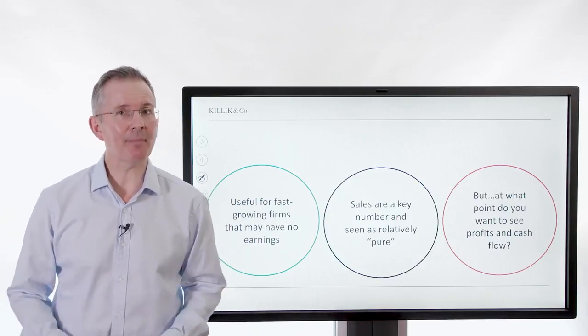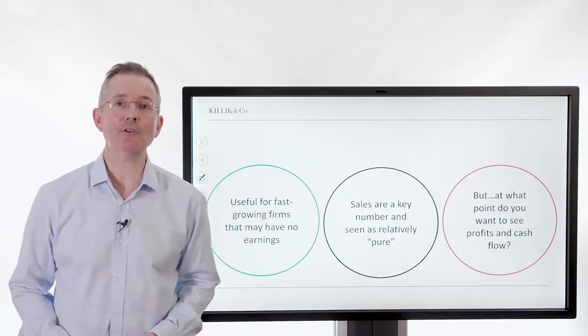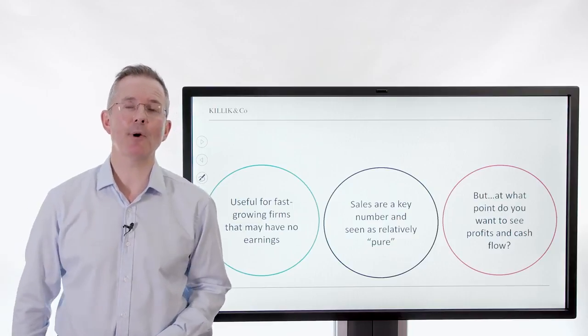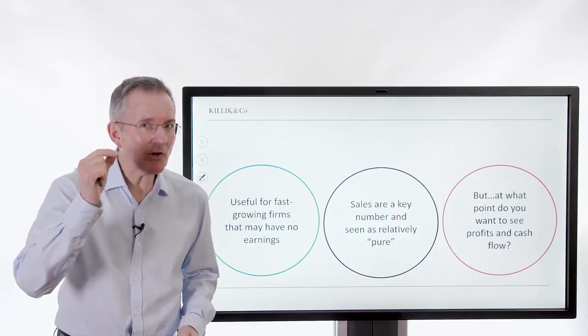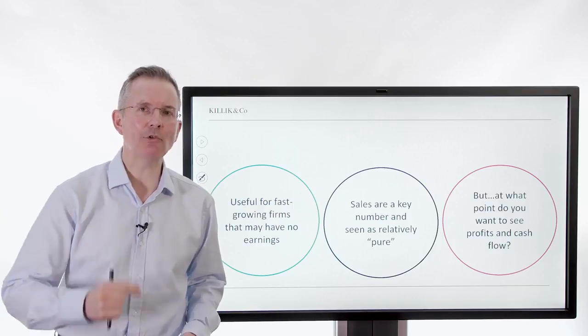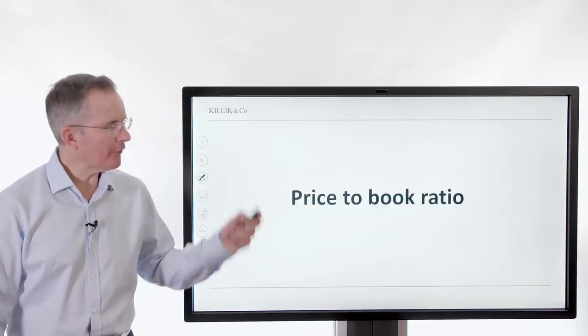But in the early stages of a company, or a company where you can't get a reliable earnings and cash flow number, maybe it's the right benchmark. And especially where the company's main task is land grab and growing. What about price to book?